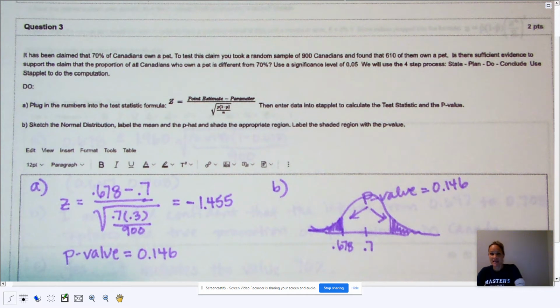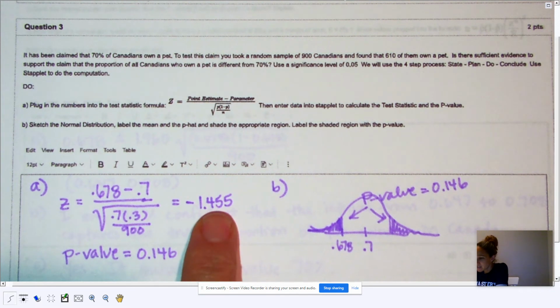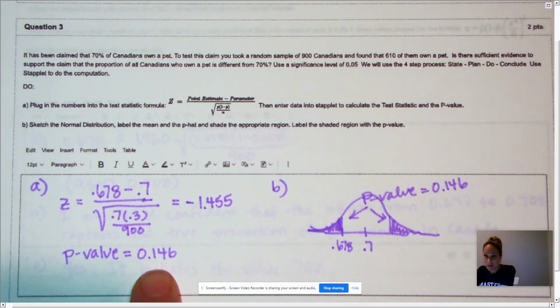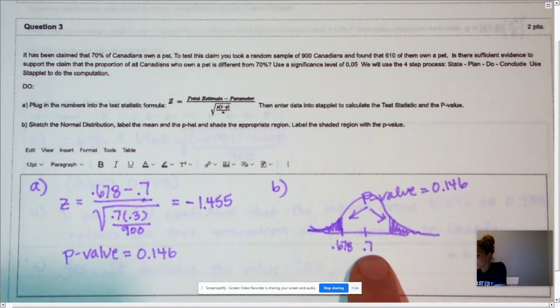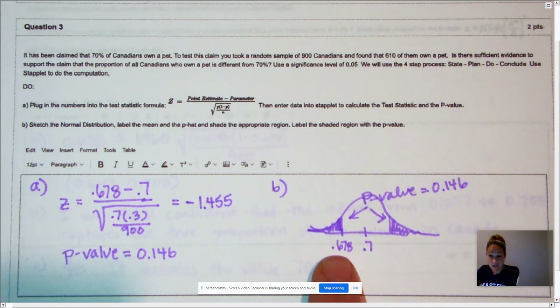And so as you can see, I put in the test statistic and the p-value from Staplett, and then I drew a little picture. Here is the hypothesized value from my null hypothesis. In the null, they said we're assuming that it's 70%. Here is the statistic that I got, the 610 out of 900 people. And so that's how I got that value.